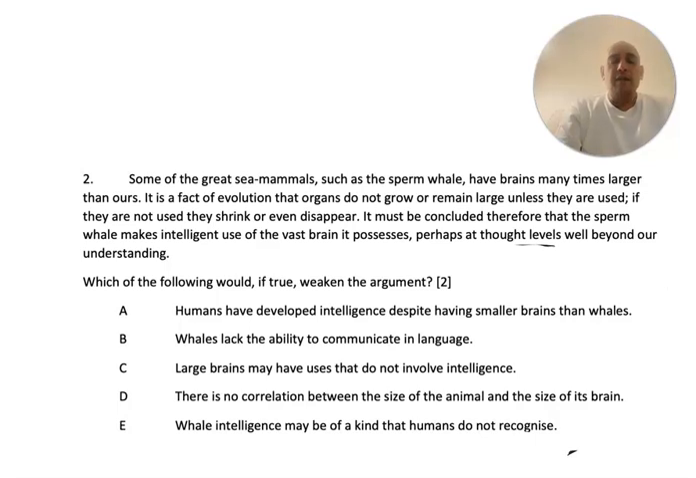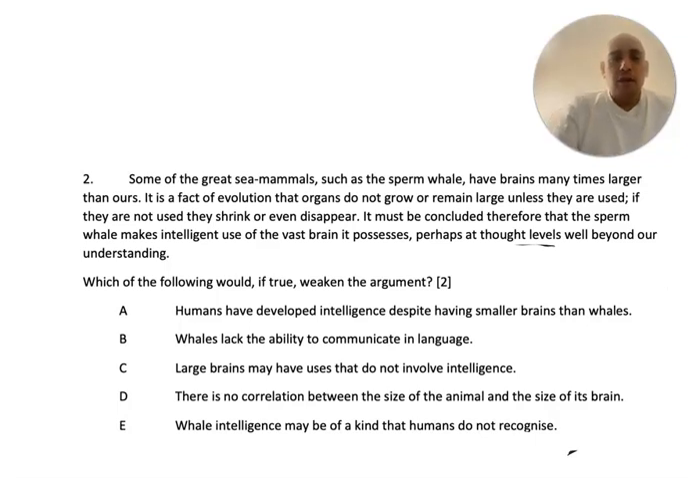Now let's look at the text. Some of the great sea mammals, such as the sperm whale, have brains many times larger than ours. It's a fact of evolution that organs do not grow or remain large unless they're used. If they are not used, they shrink or even disappear. It must be concluded, therefore, that the sperm whale makes intelligent use of the vast brain it possesses, perhaps at thought levels well beyond our understanding. Which of the following, if true, would weaken the argument?